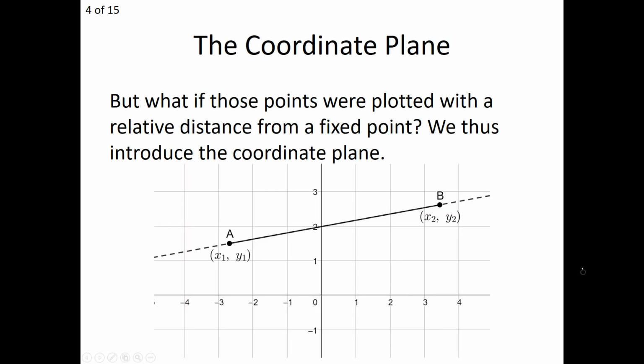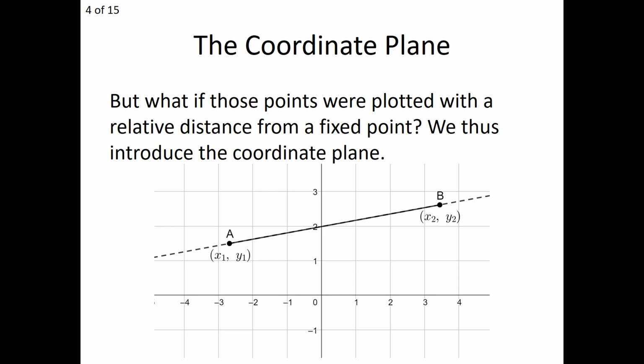Because what we can do is, what if we took those 2 points and placed them in a coordinate plane, which essentially is plotting them a relative distance from a fixed point, which is the origin. When we encounter 2 points in a plane, we know that we can assign those 2 points an ordered pair. We call those x sub 1, y sub 1, and x sub 2, y sub 2.